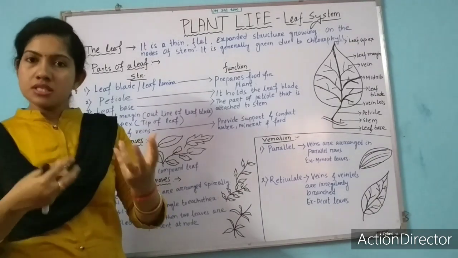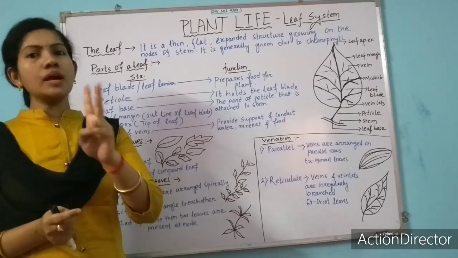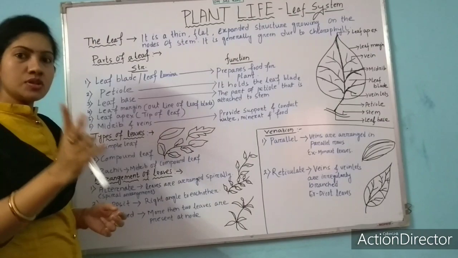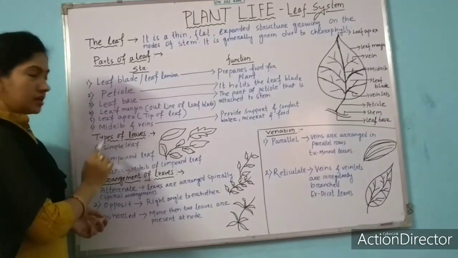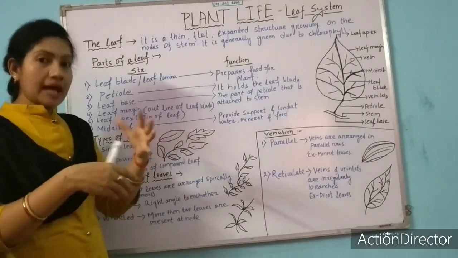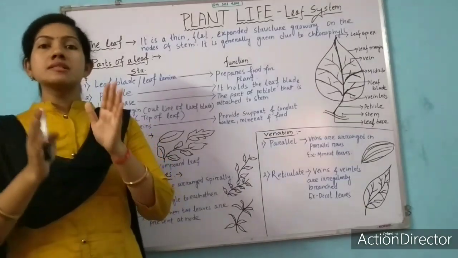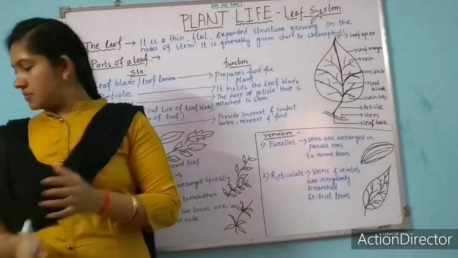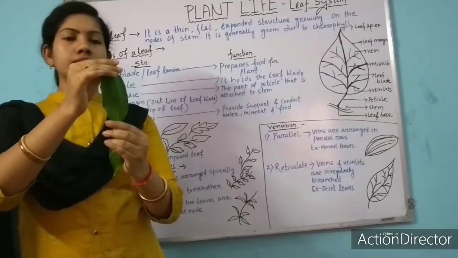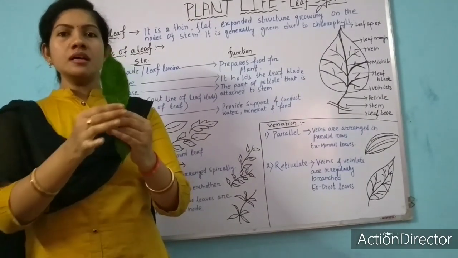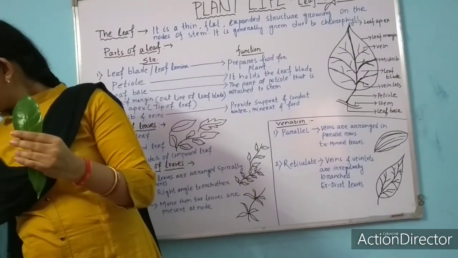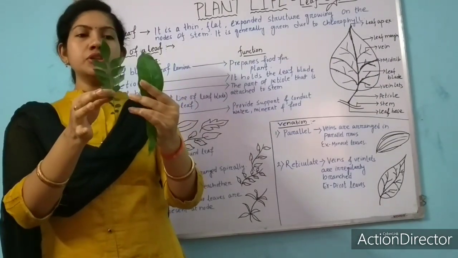If you look at the arrangement of leaves, there are generally 2 types of leaf we can see. Number 1, simple leaf, and number 2, compound leaf. So, can you see this leaf? This is a simple leaf. I am showing you. This is the compound leaf. Can you find the difference?